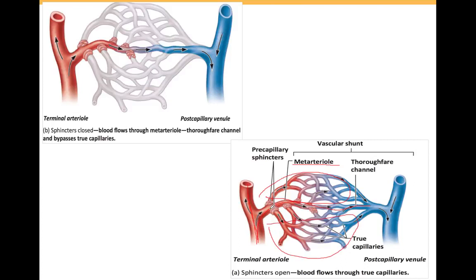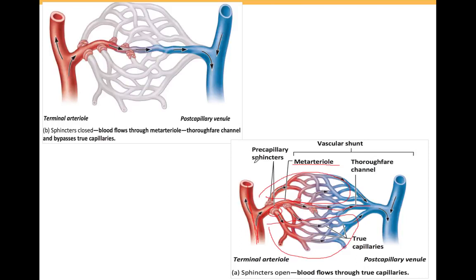Now, what you notice is when the metarteriole is separating to form the capillaries, you have these circular muscles right here that are referred to as precapillary sphincters, or we can just refer to them as sphincters. So let me give you an example. Let's say these blood vessels that you see here represent your blood vessels to your intestines, and they're supplying blood to your intestines.